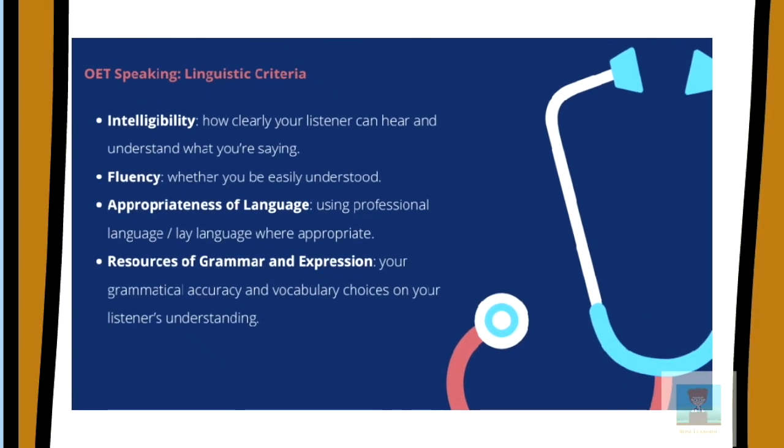This time, the criteria is split into 2 categories: linguistic and communication. The linguistic criteria looks at intelligibility, the impact of your pronunciation, intonation, and accent on how clearly your listener can hear and understand what you're saying. Fluency, the impact of the speed and smoothness of your speech on your listener's understanding. Appropriateness of language, the impact of your language tone and professionalism on your listener's understanding and comfort. And resources of grammar and expression, the impact of your level of grammatical accuracy and vocabulary choices on your listener's understanding.